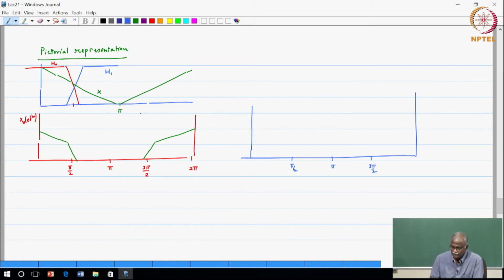H1 also has a part which basically preserves the input signal because it is equal to 1. And then there is a transition band. In the transition band you will see a sloping part, and then the rest of the signal will get cut off. So, here again it will be symmetric.